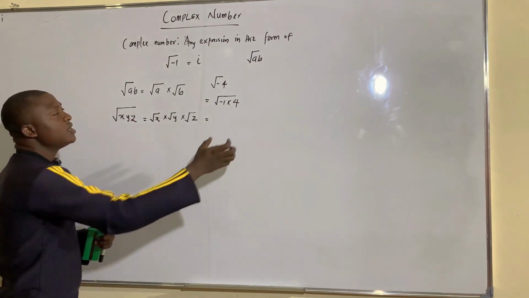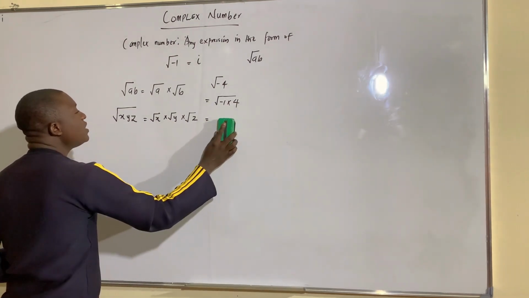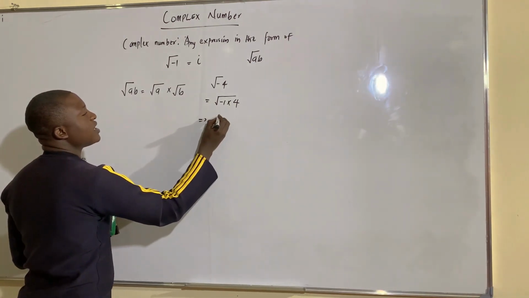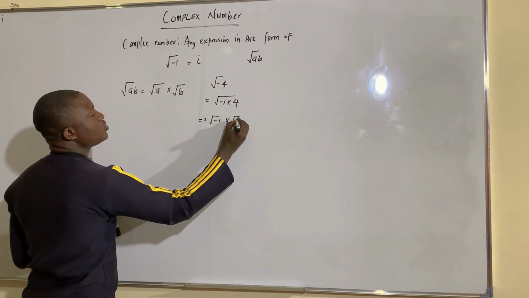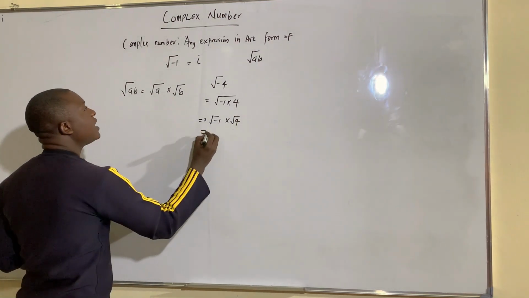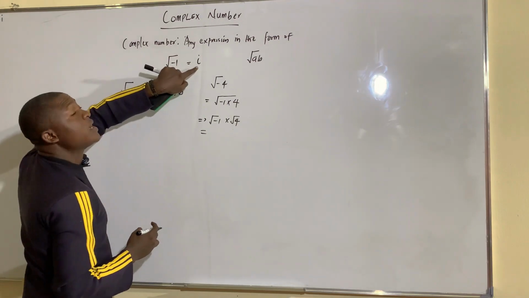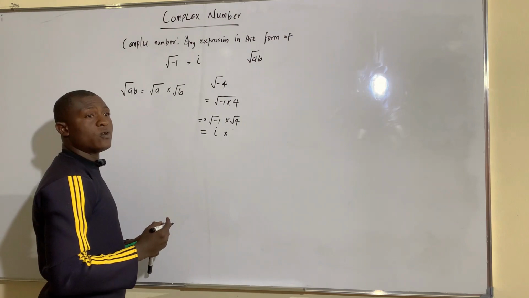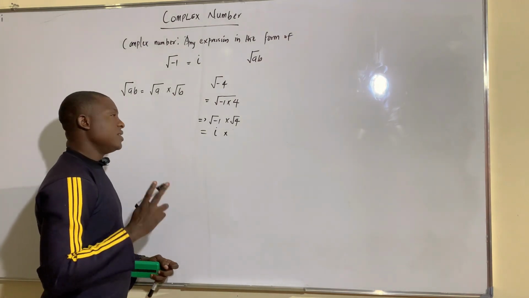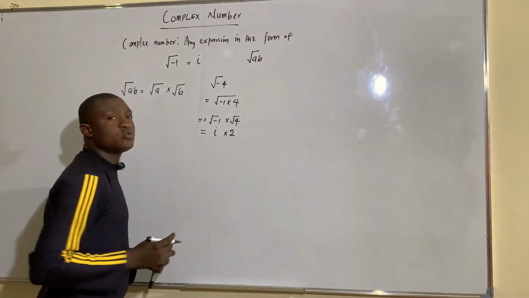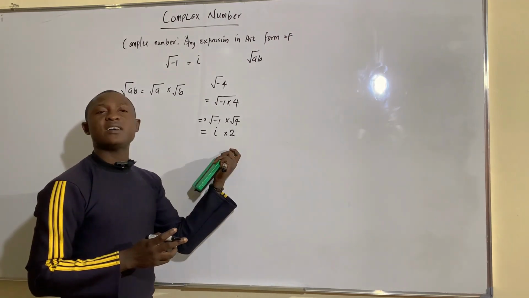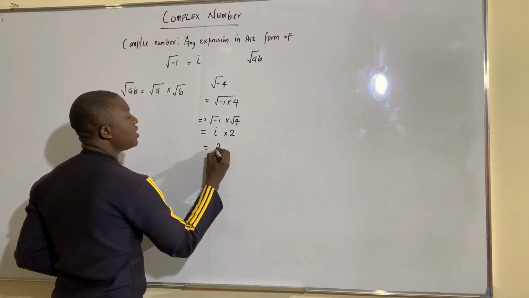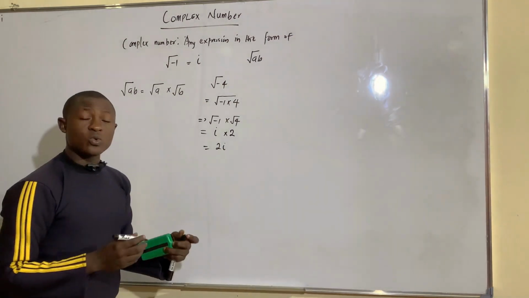So I want to use the same logic, and now I can expand this one. If I have square root of -1 times 4, it can be written as square root of -1 times square root of 4. As I mentioned, whenever we have square root of -1, it is the same thing as i. So this is i multiplied by the square root of 4. What is the square root of 4? Yes, it is 2, because 2 times 2 gives 4. So here we are going to have 2i.